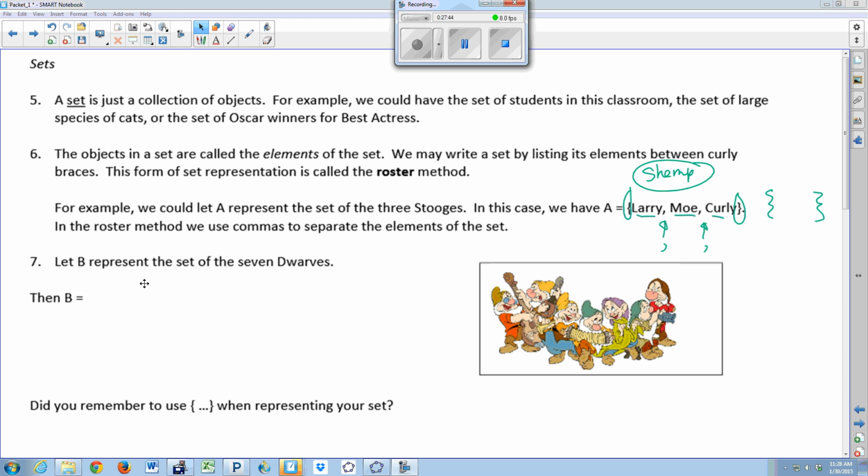All right, so let B represent the set of 7 dwarfs. The first table to finish and get it correct gets 2 points on their quiz next Wednesday.